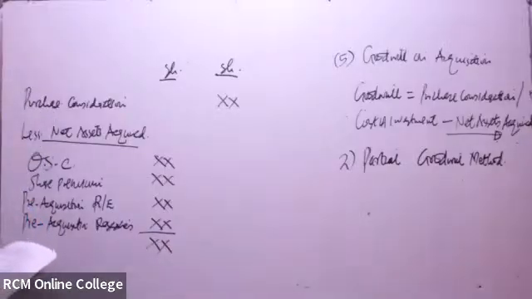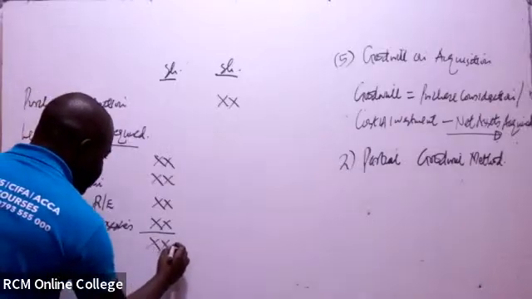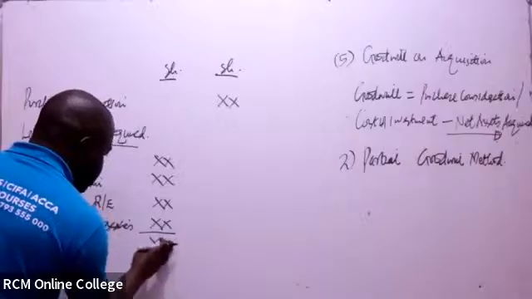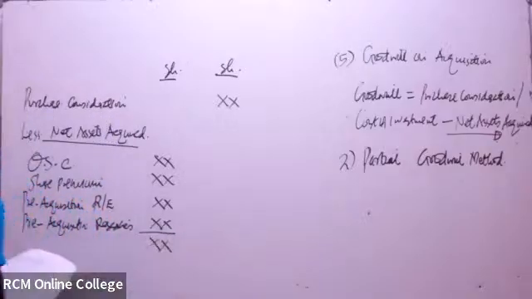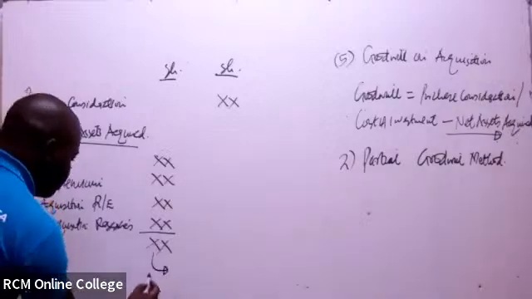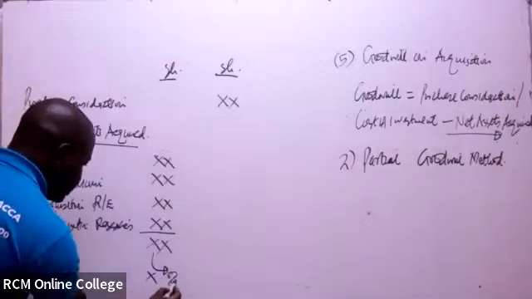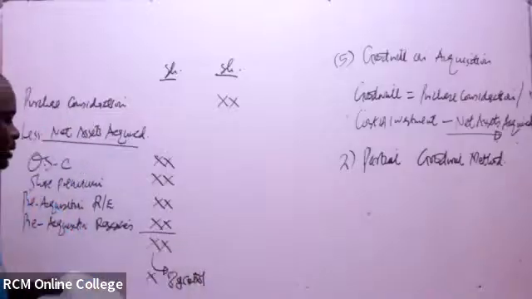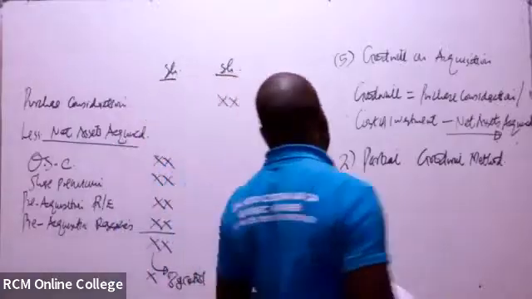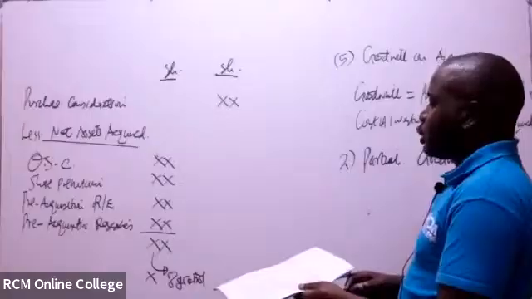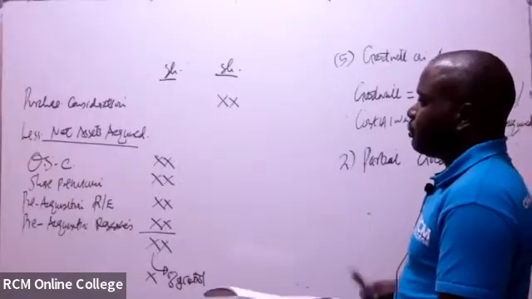This total, you multiply by the percentage of control. Maybe in this case, it is 80%. So the percentage that the holding company controls. Because it is partial.